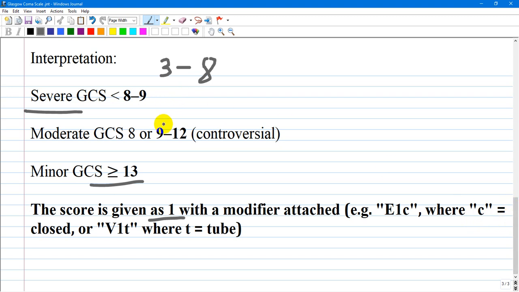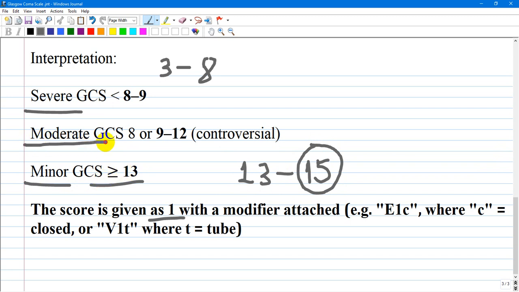So once again, normal is 13 to 15, or 15 generally speaking. If less than 15 but more than 13, it is called a minor Glasgow Coma Scale brain injury. Moderate is from 9 to 12, and less than 8 is considered severe Glasgow Coma Scale. And of course it is coma. Patient is in coma.